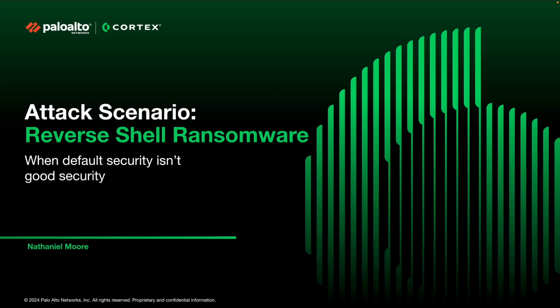Now, the purpose of this demo is to show why default security is not good security. And by that, I mean a fully patched and up-to-date Windows 11 machine running a fully up-to-date Windows Defender with all of the protection mechanisms. But we're going to compromise that machine, and then we're going to demonstrate why Cortex XDR or Cortex XSIAM is so necessary.